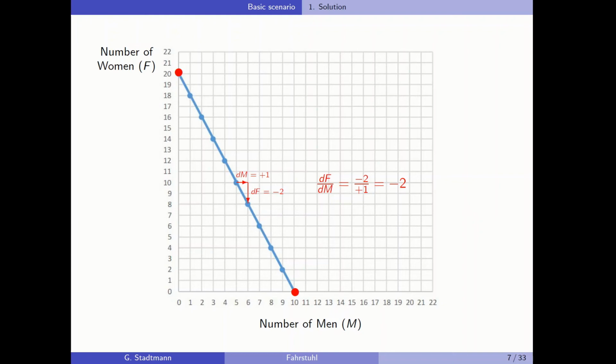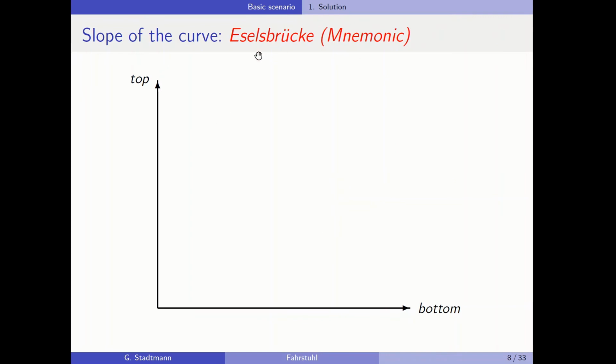In case you cannot remember anymore whether it is df over dm or dm over df, please have a look at the following slide. Here you get the following donkey bridge, the following Eselsbrücke. Like in a diagram, we have one variable on top and one variable on the bottom. In case we want to derive the slope of one curve, we have to build d top over d bottom. In the numerator, we have d top, and in the lower part of the fraction, in the denominator, we have d bottom. So we always have to check what kind of variables are displayed on the vertical axis and the horizontal axis, and then take this differential here.